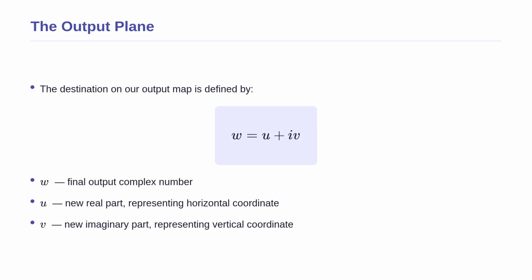Moving from our starting map, we arrive at our destination. This formula defines the output plane, where our transformed points finally land. The symbol W represents our final output complex number. The variable U is the new real part, giving us the horizontal coordinate on the destination map. The variable V is the new imaginary part, providing the vertical coordinate. Just like before, changing U shifts the point horizontally and changing V shifts it vertically. This entirely separate map is where we see the final result of our mathematical teleportation.